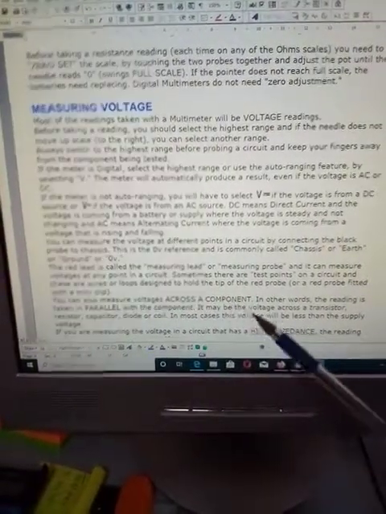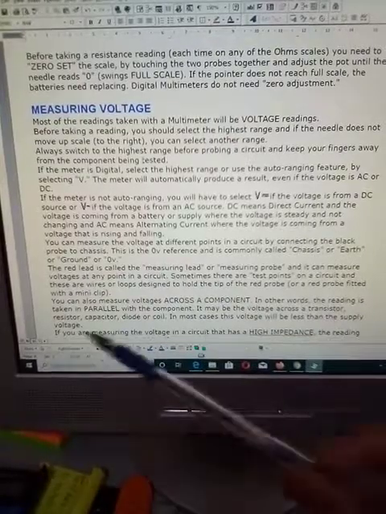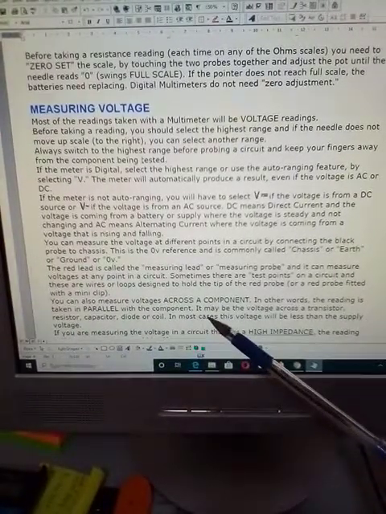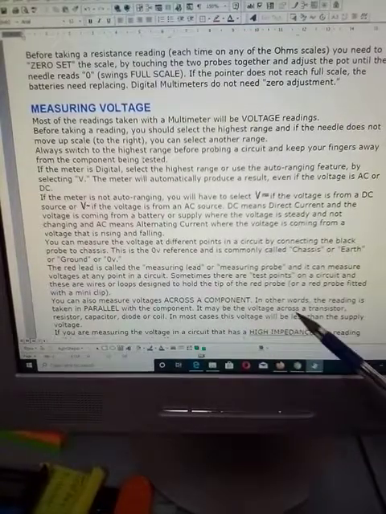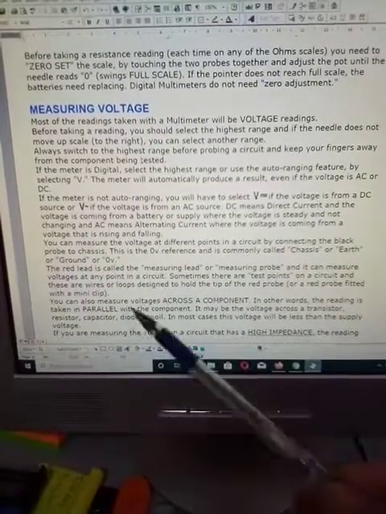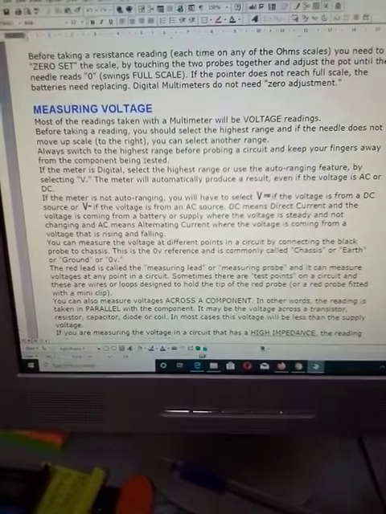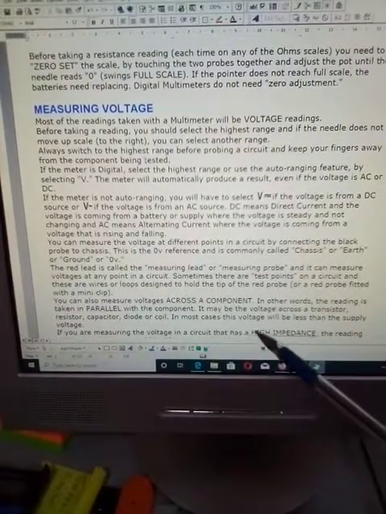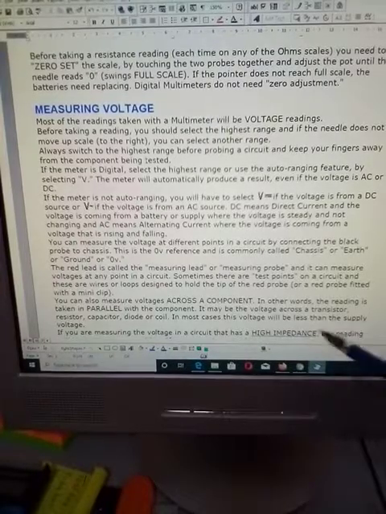You can also measure voltages across a component. In other words, the reading is taken in parallel with the component. It may be the voltage across a transistor, resistor, capacitor, diode, etc. In most cases, this voltage will be less than the supply voltage.